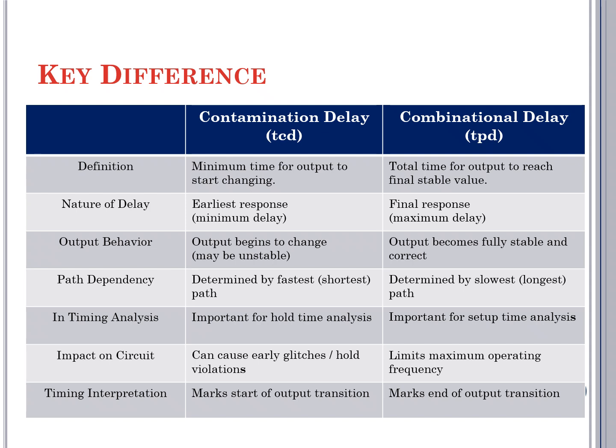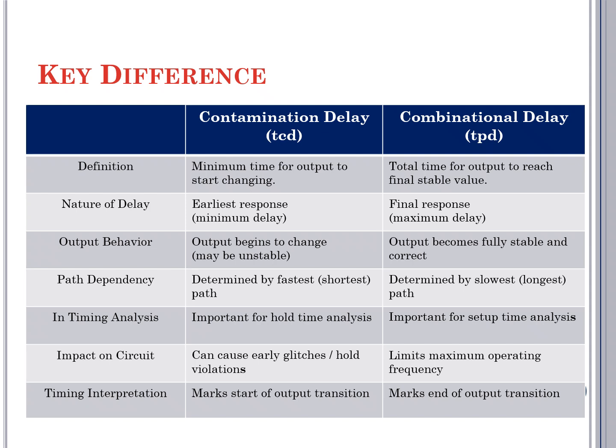In a circuit, there are multiple paths. Contamination delay depends on the fastest path, the path with minimum delay, and combinational delay depends on the slowest path, the path with maximum delay. Fastest path versus the slowest path. These delays are used in different timing checks. Contamination delay is more important for hold time analysis because it tells how early data can change. And combinational delay is important for setup time analysis because it tells how late data can arrive.